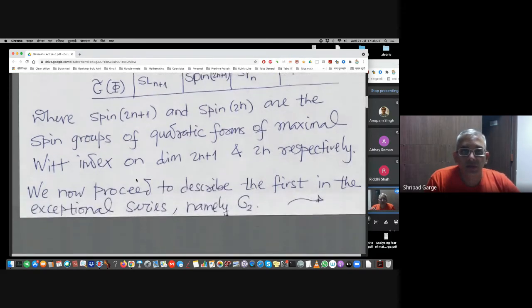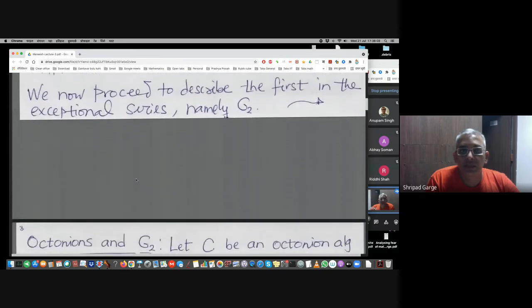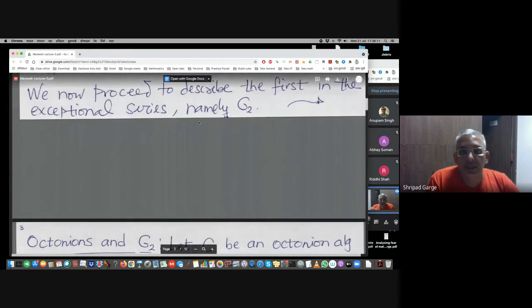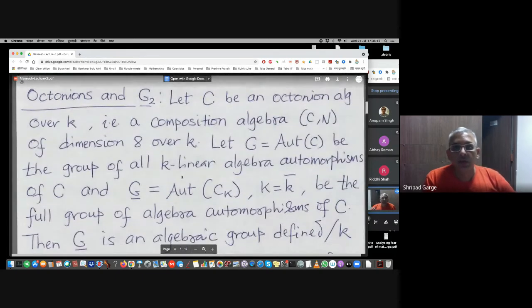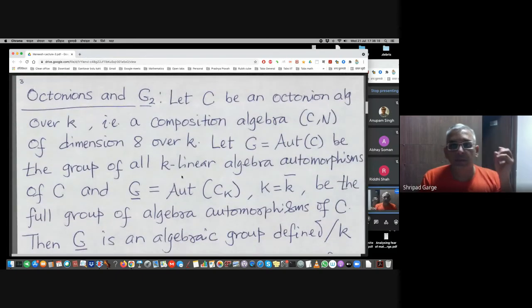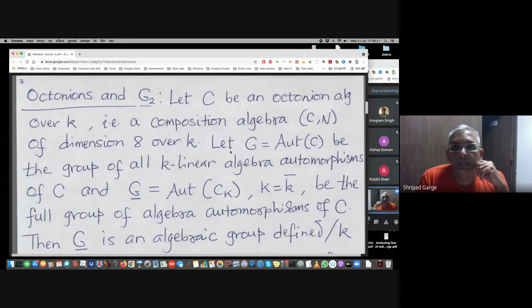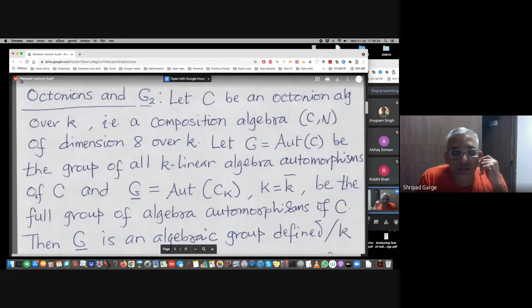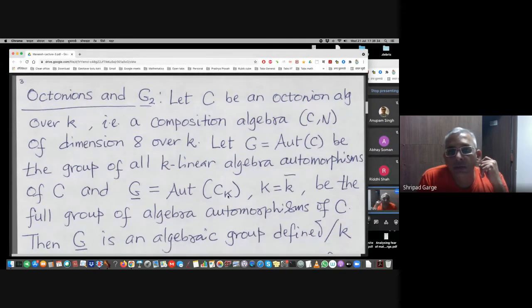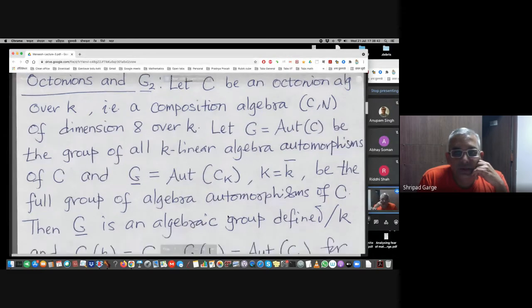Okay, so we now proceed to describe the first in the exceptional series, namely G2. Octonions is quite a familiar object now. It's a composition algebra of dimension 8 over K, and we declare G to be the automorphism group of capital C. This is the group of all K-linear algebra automorphisms of C, and G lower bar is the automorphism group of the composition algebra over an algebraic closure of small k. So these are the full group of algebra automorphisms of C.